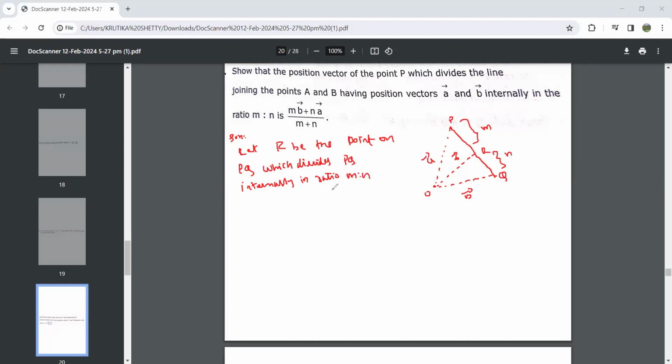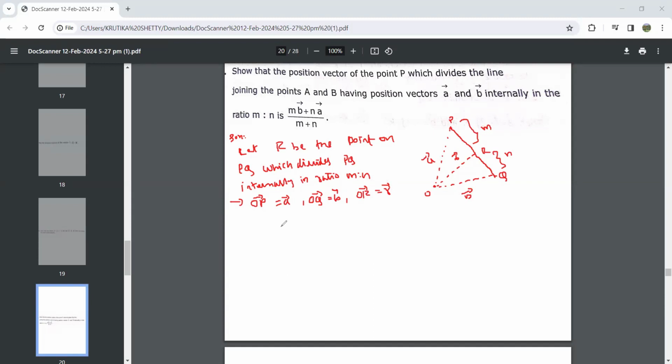Now see from the figure, we just need to mention the position vectors of the point P, the point Q, and the point R. From the figure, the position vector OP is equal to vector A, OQ is equal to vector B, and OR is equal to vector R.